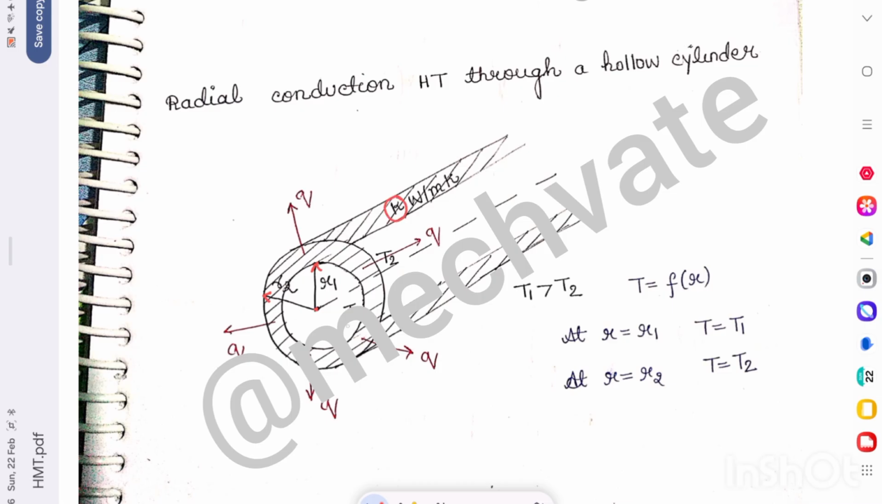The inner temperature of the cylinder is T1 and the outer temperature is T2, and T1 is greater than T2. So heat is transferred from high temperature to low temperature, and it is a function of radius. When we apply the boundary conditions: at r equal to R1, T equal to T1, and at r equal to R2, T equal to T2.